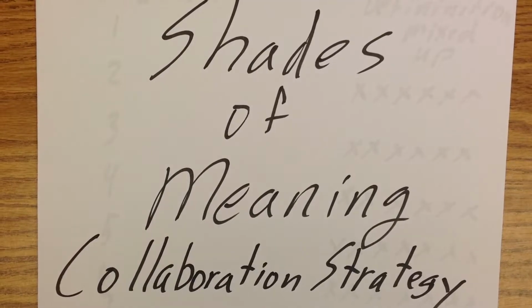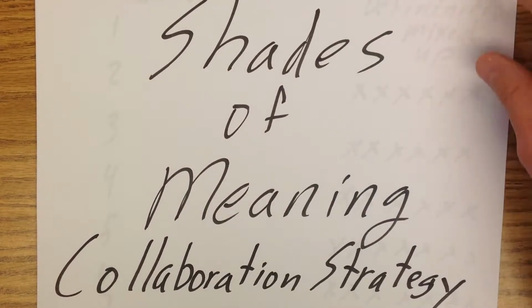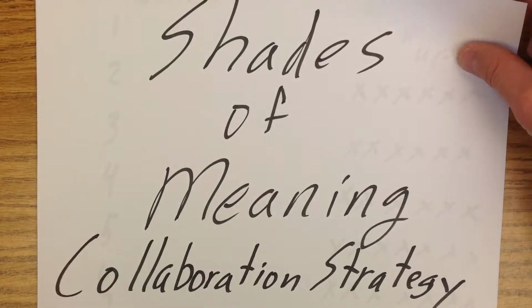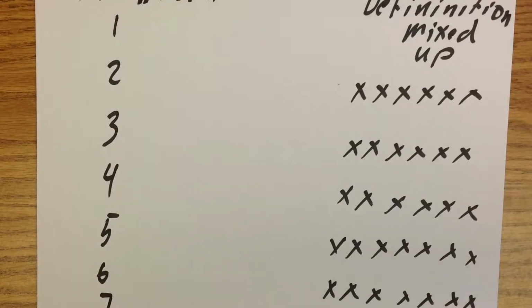I believe this activity does give students an opportunity to use academic language. Once again, it's called Shades of Meaning. Let's just say, for example, it's in your curriculum to teach amendments to the United States Constitution.